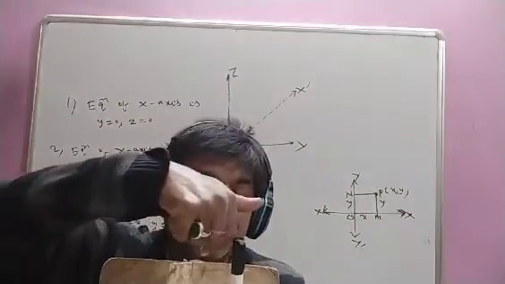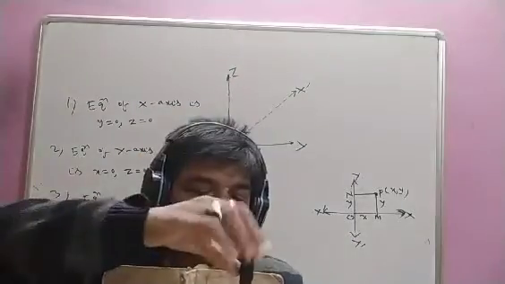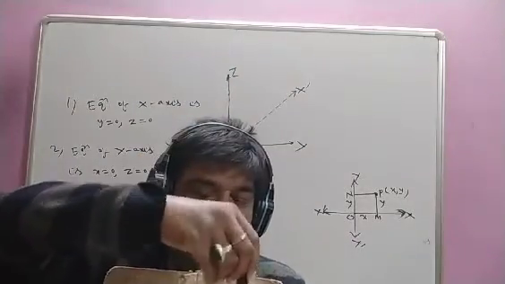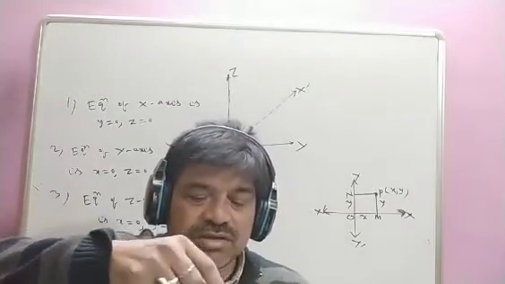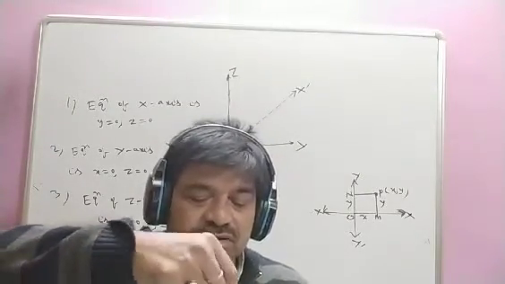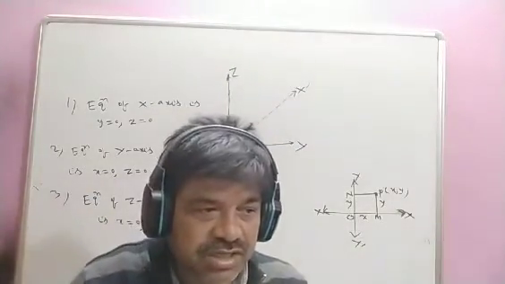Or you can say draw a perpendicular from this to the z-axis. You see it is produced here. Let us make it small. Suppose this is the z coordinate. Then from here you draw a perpendicular to the z-axis. Or you can say this height is the z coordinate.